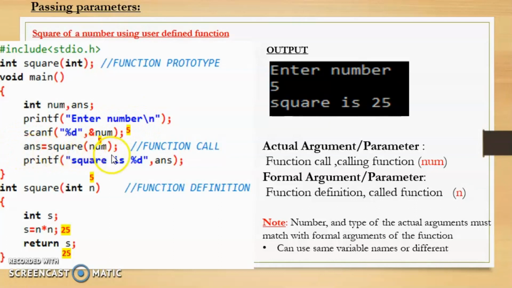Next, this statement is the function call. That is, it will call the function square with the variable num. Now we have taken the num value as 5, so it will call the function square with the value 5. Once the function square is called, control will pass to this function square.